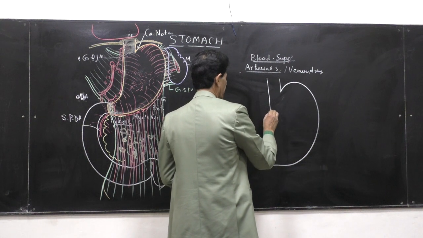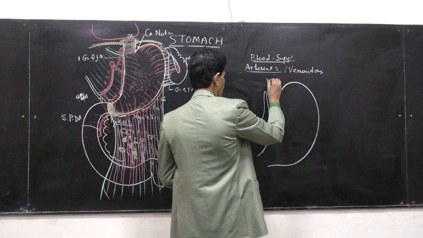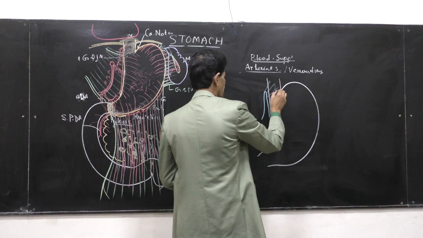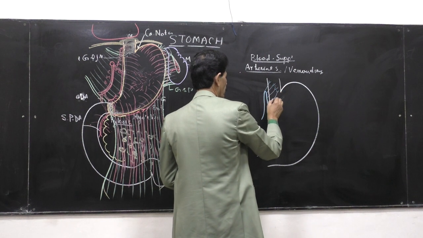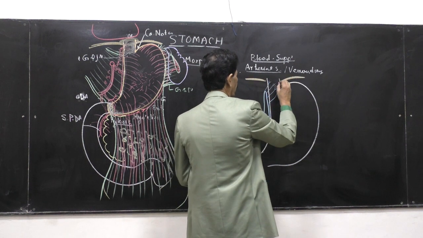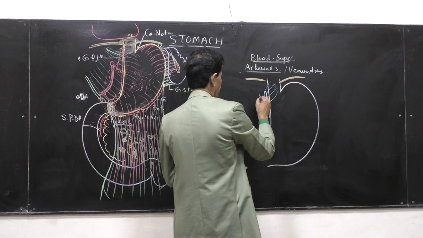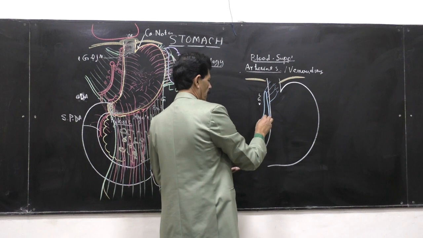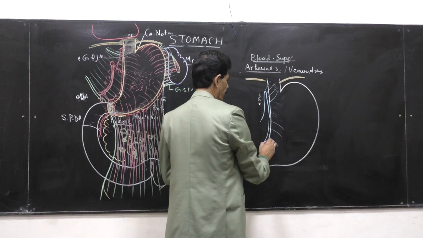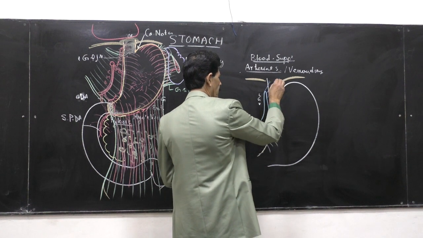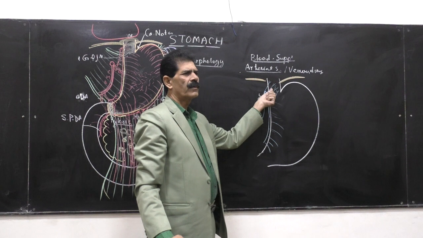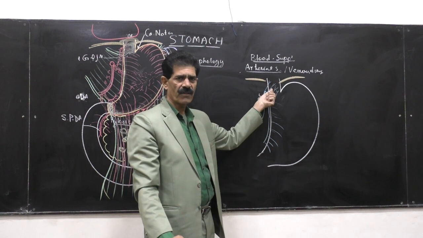So here the left gastric veins are present, and these left gastric veins also accompany the esophageal veins. The abdominal part of the esophagus is also drained by the left gastric vein. So this is the left gastric vein. It drains most of the body of the stomach and the lesser curvature, plus the abdominal part of the esophagus as well. Because these veins become esophageal varices in portal hypertension.